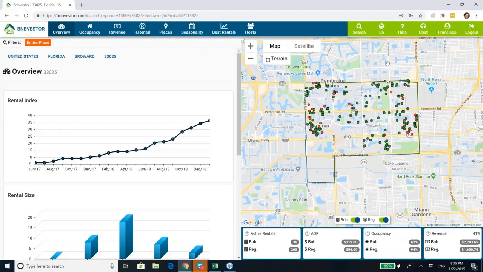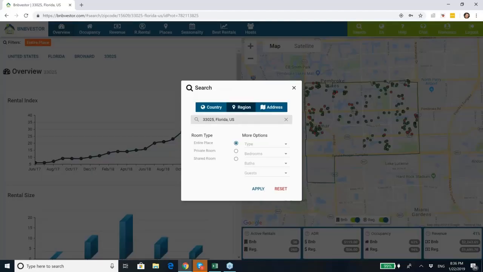I'm going to come back to the search over here, and I'm going to erase that search. You see here, there's a certain portion that says region. Okay, if I click on address, I can actually write an address. That's what I'm going to do now.